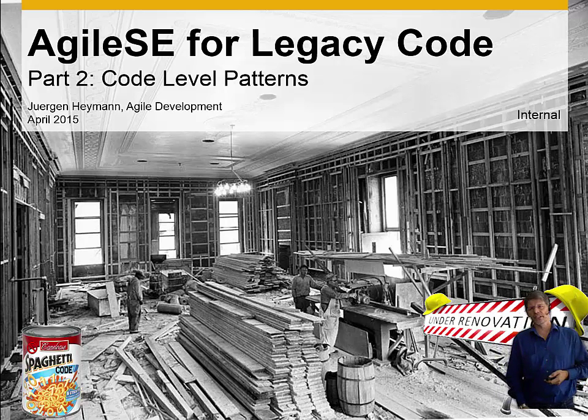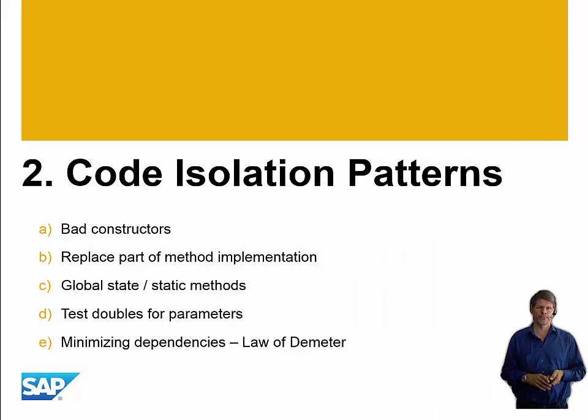Hello and welcome to the second part of Agile Software Engineering for Legacy Code. This time we'll be looking at the code level patterns. So really this is for developers. What are the main cases that you have when you come into legacy code, when you have to add testability afterwards? And what are the main cases that you encounter and what do you do about them?